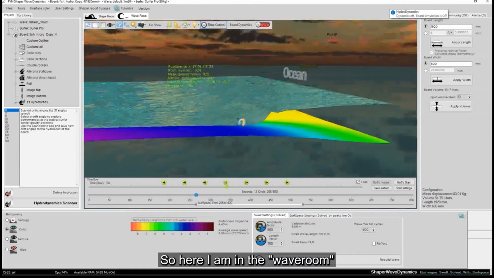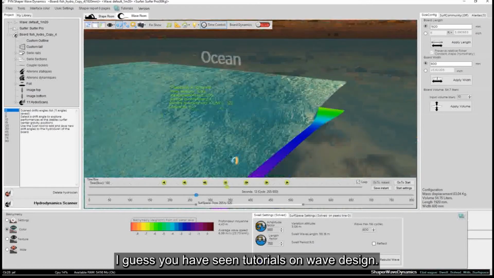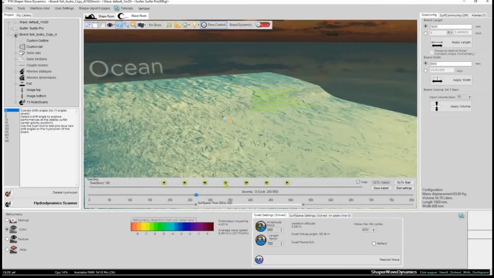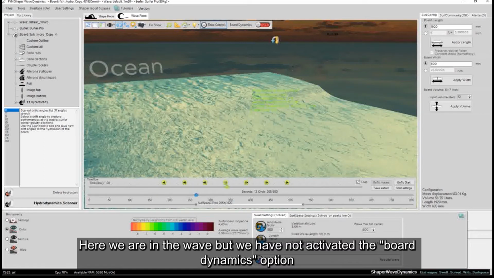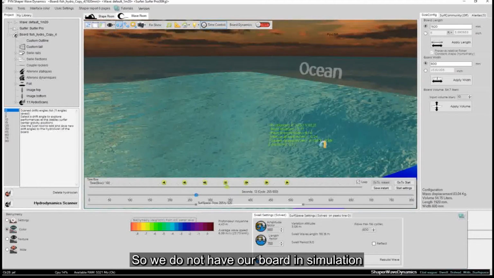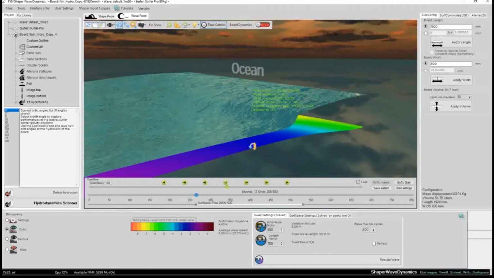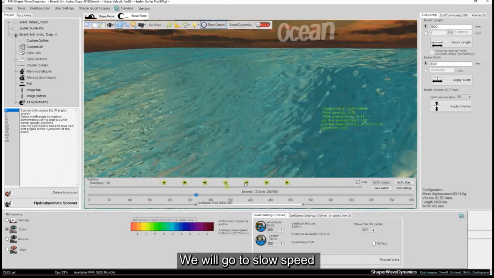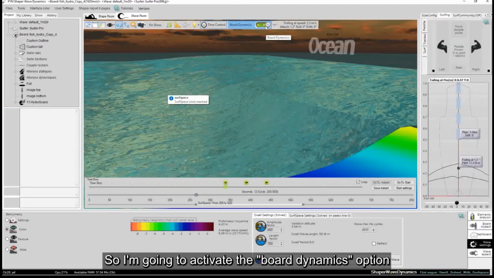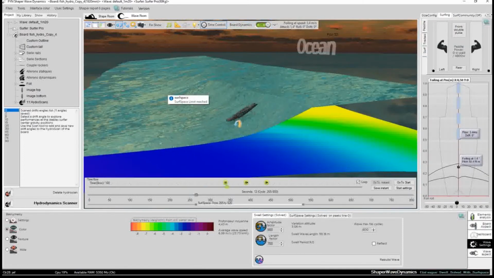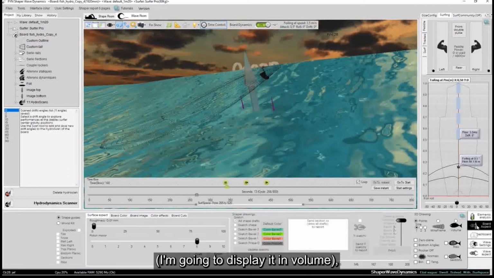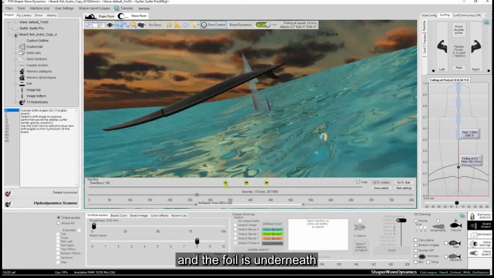So here I am in the wave room. I guess you have seen tutorials on wave design. Here we are in the wave, but we have not activated the board dynamics option. So we do not have our board in simulation. We will go to slow speed. So I'm going to activate the board dynamics option to make our board appear. So here we see the board. I'm going to display it in volume, and the foil is underneath.